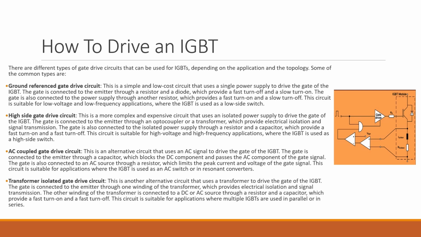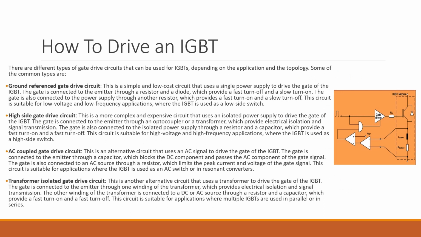This is an alternative circuit that uses an AC signal to drive the gate of the IGBT. The gate is connected to the emitter through a capacitor, which blocks the DC component and passes the AC component of the gate signal. The gate is also connected to an AC source through a resistor, which limits the peak current and voltage of the gate signal. This circuit is suitable for applications where the IGBT is used as an AC switch or in resonant converters.